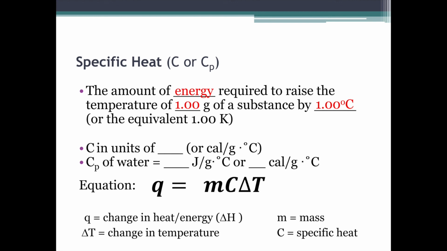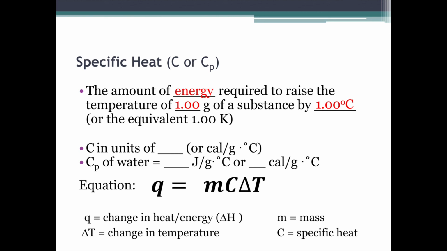Now, how is it that 1 degree Celsius and 1 Kelvin are equivalent? Although the values are different, a change of 1 degree Celsius is the same as a change of 1 Kelvin, even though the absolute magnitude of the values are different.